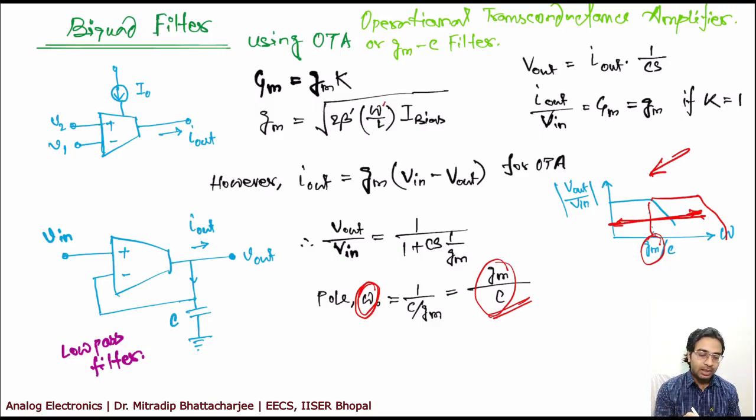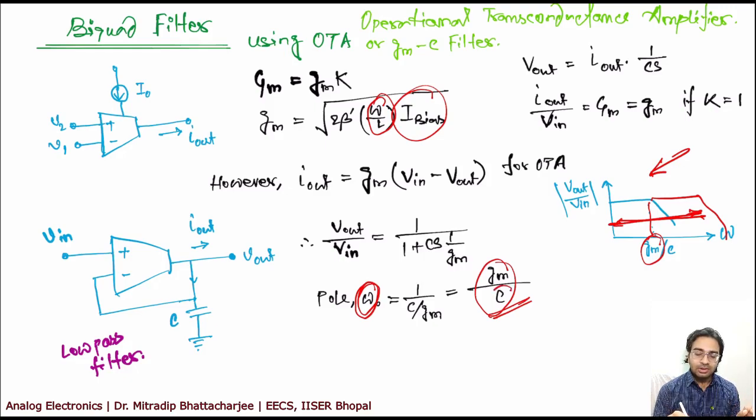Either you increase W by L, which also has a limit. You can't get any value of W by L because there is a technology limitation. How much W by L can you expect? 4, 5, 6 maybe. So there is a limitation. Or you can increase I bias, the bias current. But if you increase the bias current, you are going to lose gain, which is also not desirable. So increasing I bias is also not a feasible option.